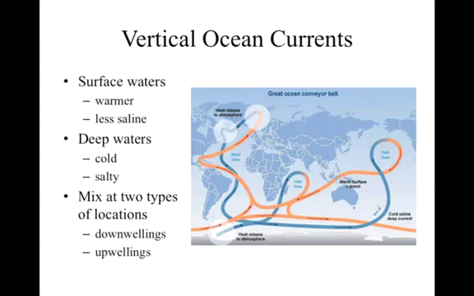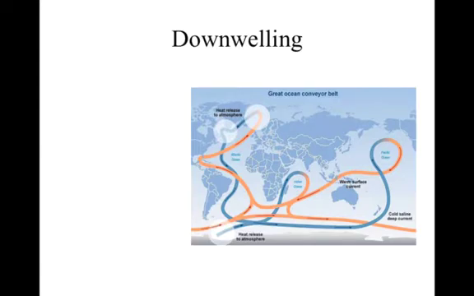But the ocean isn't two-dimensional, it's actually three-dimensional. And so you also have ocean currents that cause movement in the vertical direction from the surface waters down to the lower waters. So overall, your surface waters tend to be warmer and less saline, less salty. And your deep waters tend to be cold and salty. And these two waters actually mix in two types of locations. One is known as downwellings and the other is known as upwellings. So let's take a look at that.